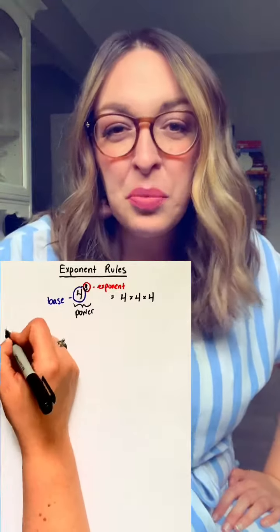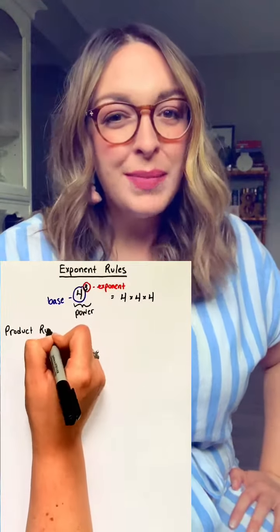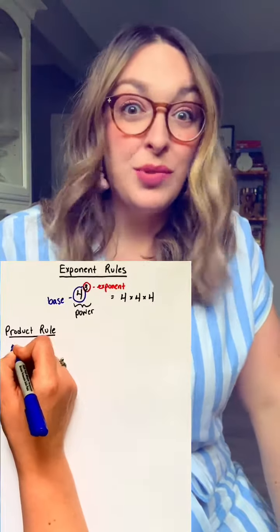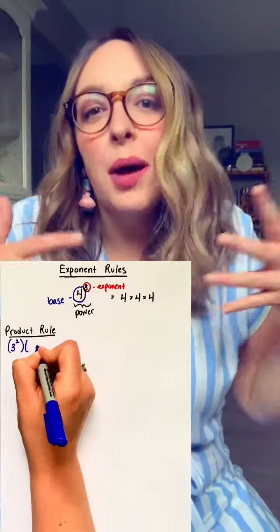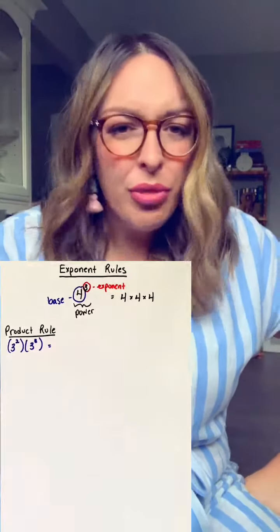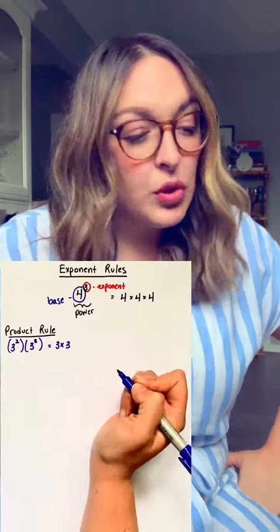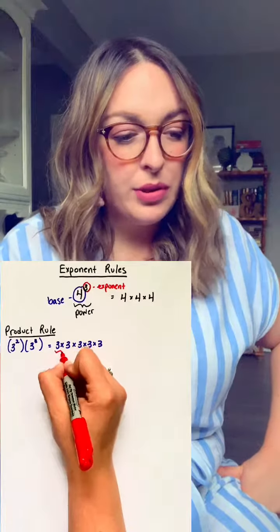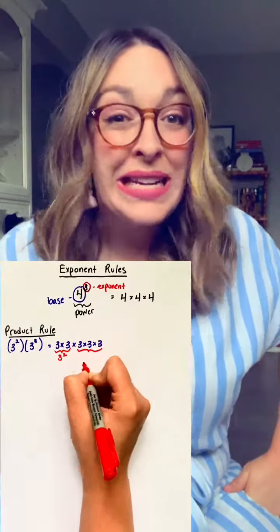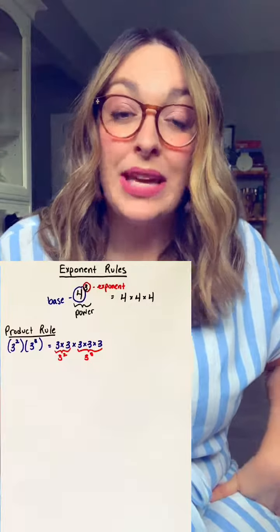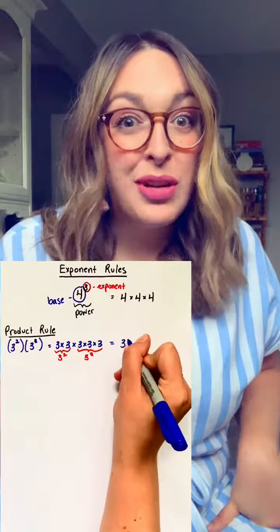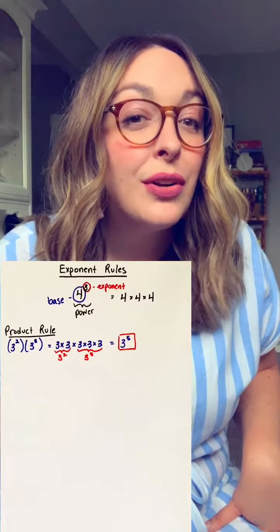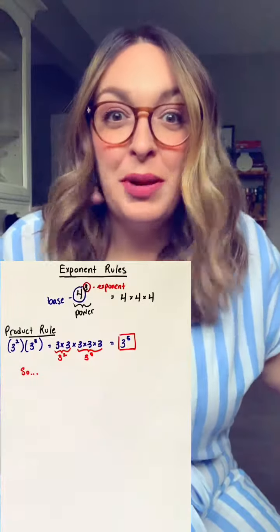First thing I'm going to go over is the product rule. Product means multiply. So that happens when I have something like 3 to the power of 2 times 3 to the power of 3. I'm multiplying, so that's a product. 3 to the power of 2 is 3 times 3. 3 to the power of 3 is 3 times 3 times 3, and you multiply those together. When we write it out in what's called repeated multiplication like this, we actually have 3 to the power of 5. Why? Because there are 5 3's being multiplied together.